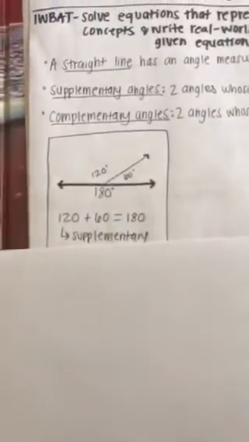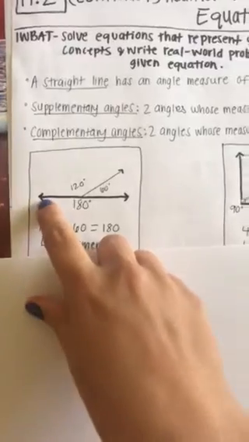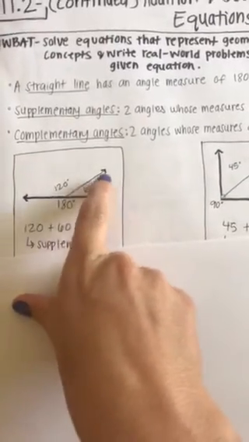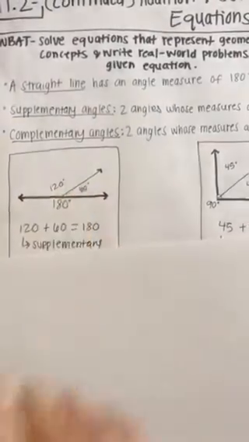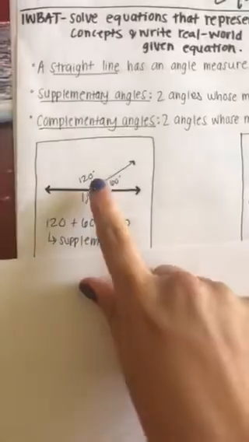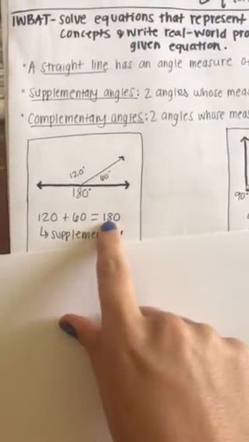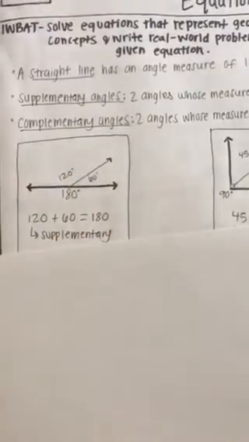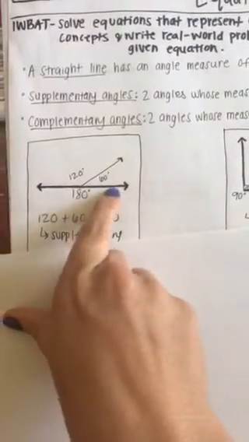So these are supplementary angles because the whole line is 180 degrees. It's a flat line, but there are 2 angles within it. 120 plus 60 is 180. Therefore, these 2 angles are called supplementary angles because they added up to 180.